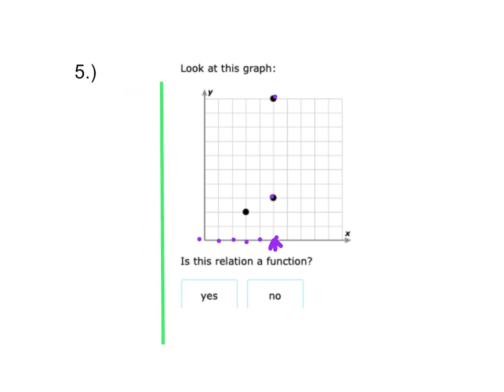When I pull the line across, this is fine because only one point hits the line, but right here, you see how 2 points are hitting the line here and here. So this is not a function, so we would say no.